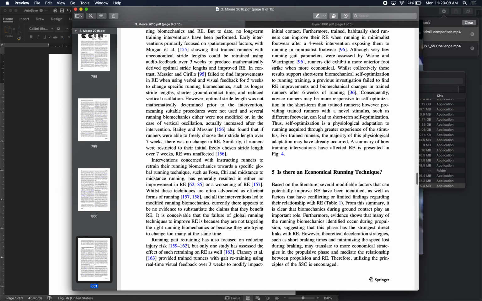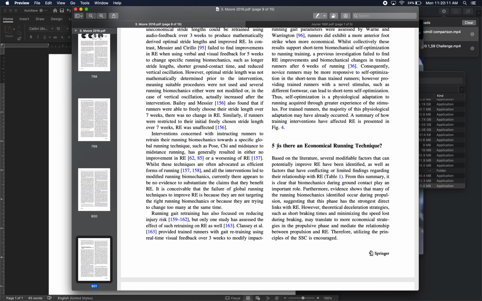And that's kind of the recommendation that she ends up making here at the end concerning, is there an economical running technique? There's certainly a relationship between running biomechanics and running economy. In particular, it's very easy to change somebody's running biomechanics to make their running economy worse. It's relatively difficult, at least in my observations and experiences, to change somebody's running biomechanics to make their running economy better. In particular, there's not to date anything that we can consistently identify as a biomechanical signature of good running form.